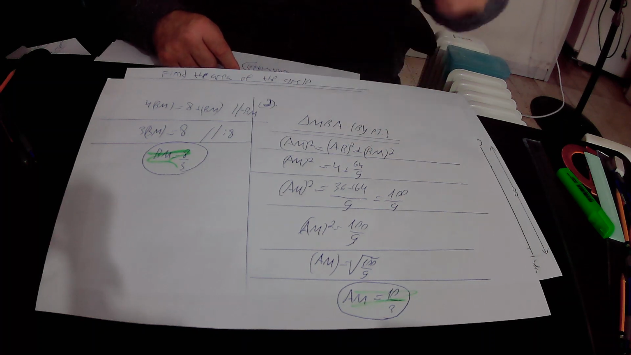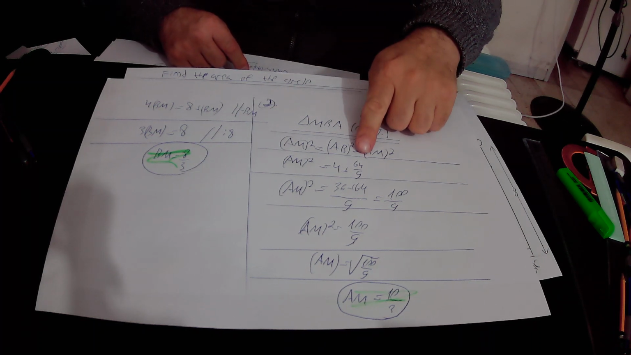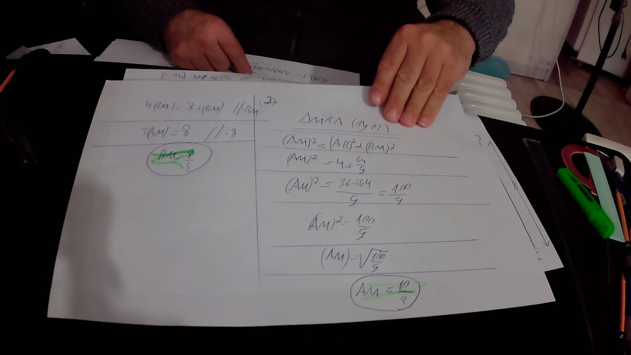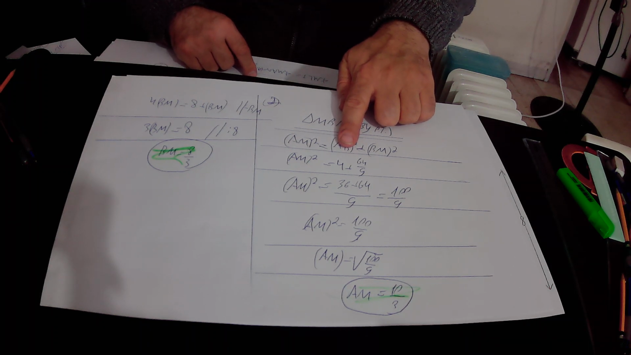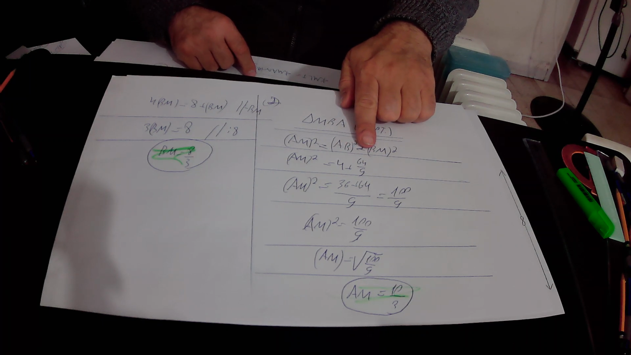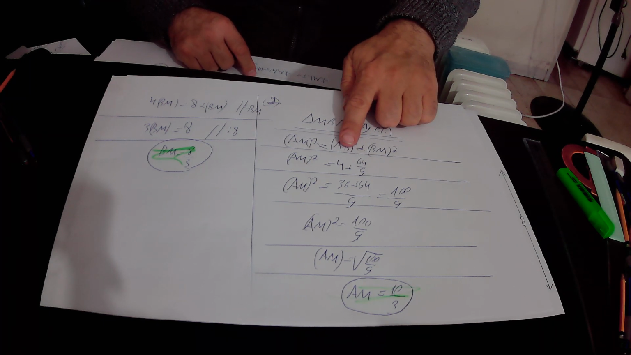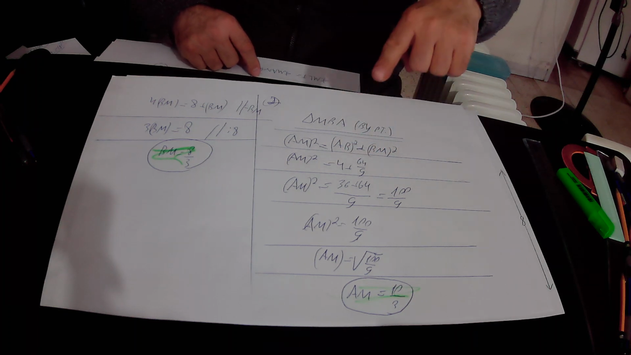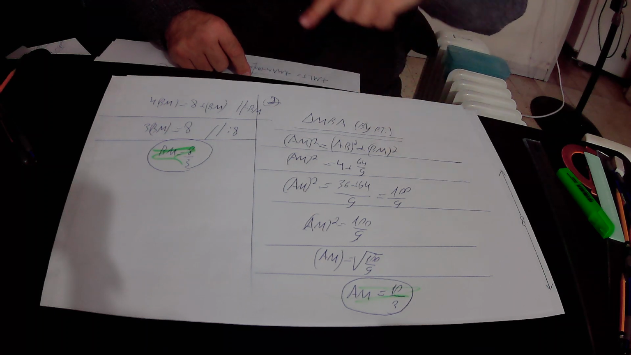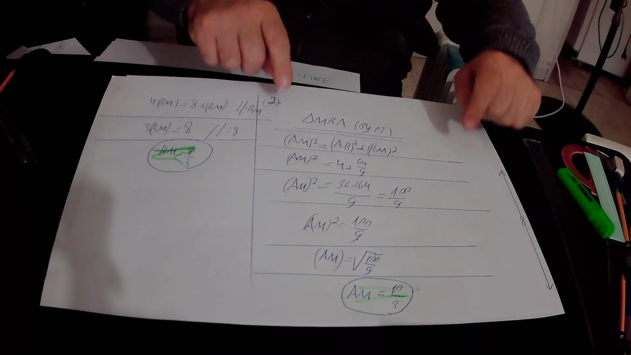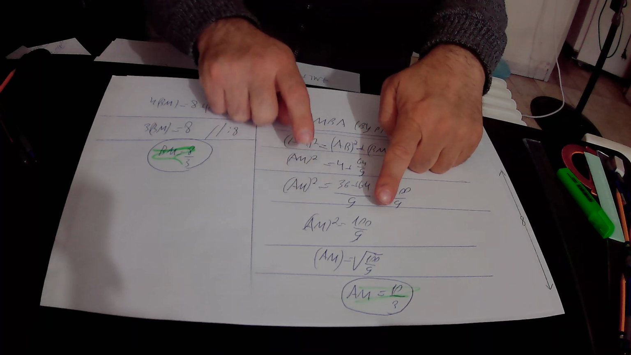So in conclusion, we found out that AM squared equals 4 plus 64 over 9. We multiplied 4 by 9 and then divided by 9 in order to have a common denominator with 64 over 9. 9 times 4 is 36, so in the numerator of this expression, we will have 36 plus 64 over 9. 36 plus 64 is 100, divided by 9. So in conclusion, we found out that AM squared equals 100 over 9.